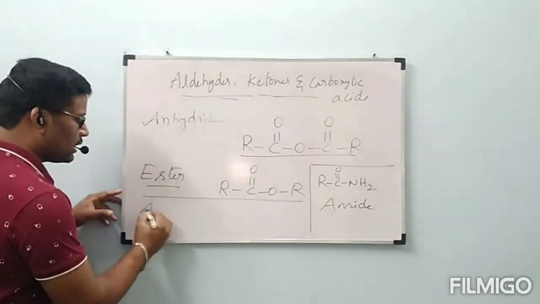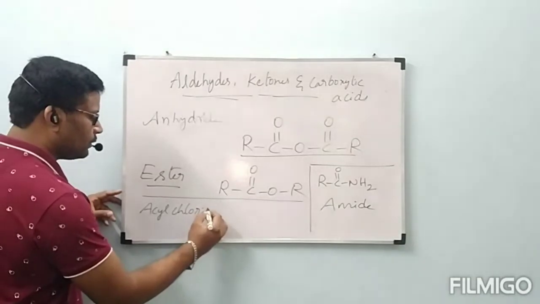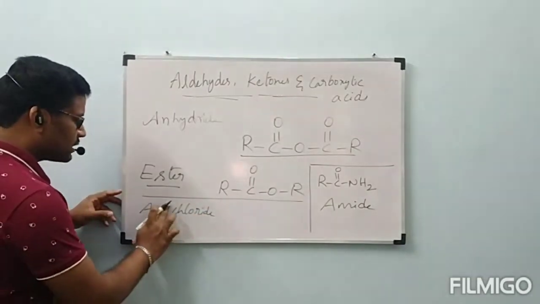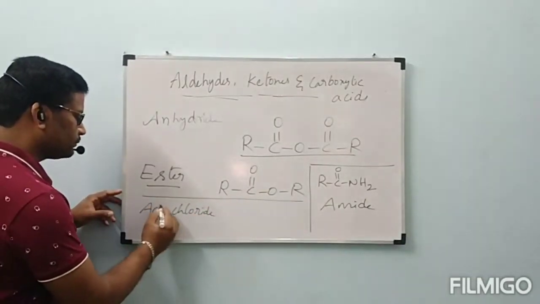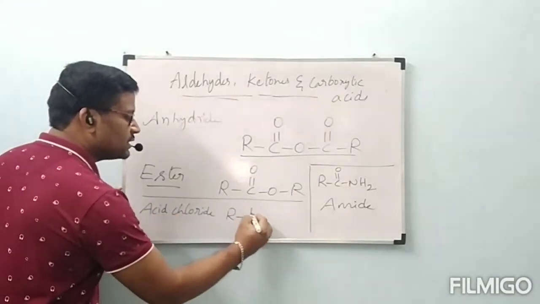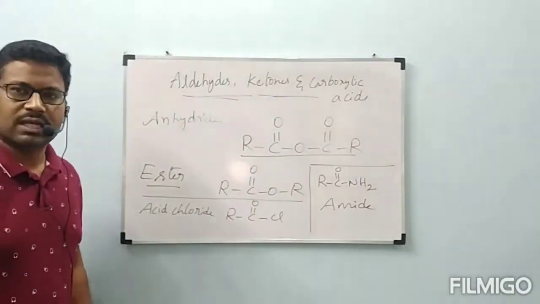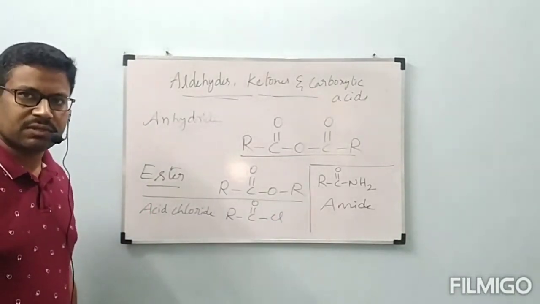and acyl chloride, which is called acid chloride. Acid chloride, in which general formula of acid chloride is RCOCl.